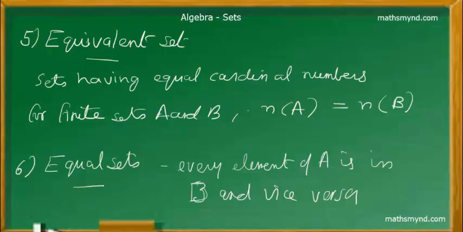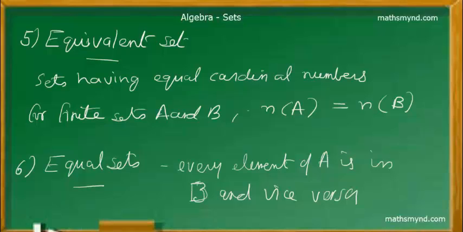So what do we mean by equivalent sets? Equivalent sets means that the sets which we are comparing have equal cardinal numbers. That's the countable number of distinct elements of the sets being compared are equal, which means that if you are dealing with two sets A and B, then n(A) is equal to n(B). And quite a similar property is explored in what is called equal sets.